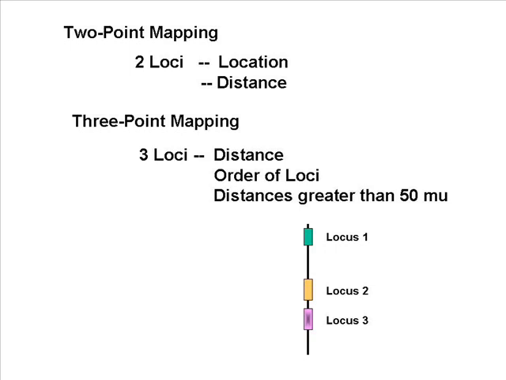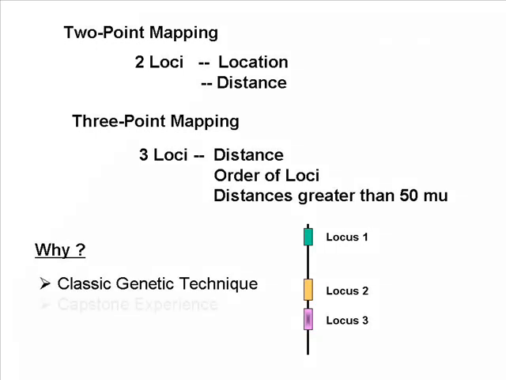Now, why do we do this to you? Why do we bring this forward in most classical genetics courses? Well, it is certainly a classical genetic technique. It was the way that new mutants, once they were identified, were located on fruit fly chromosomes. It was also used for many other species. So it's a general technique that's important to know. It's also a capstone exercise, we'll call it.